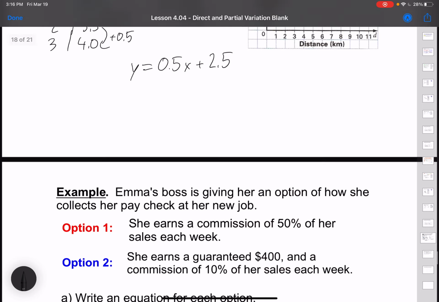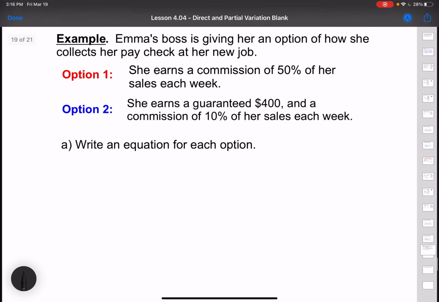All right, let's take another look at another question. So Emma, she's got a job, she's got a boss, and her boss is giving her an option of how she collects her paycheck at her new job. So she can either earn a commission of 50% of her sales each week, or she earns a guaranteed $400 and a commission of 10% of her sales each week. Okay, so let's just get this written down into equations.